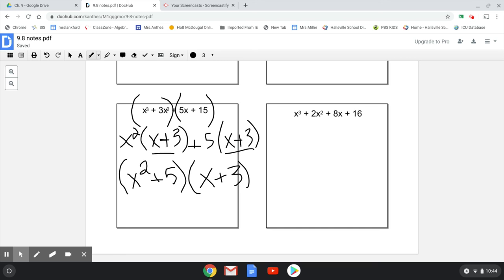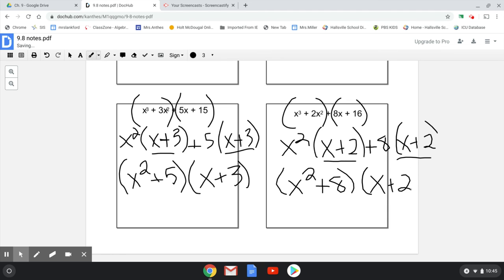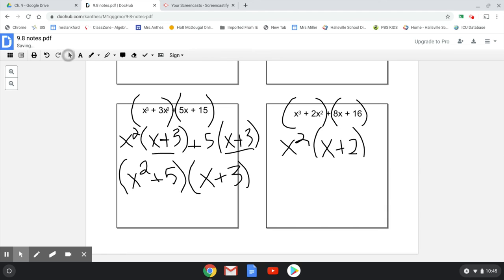Okay, so the next one would be the same process. Factor by grouping. For the first group, I can take out an x squared and I have left x plus 2. For the second group, I can take out a positive 8 and I have left x plus 2. So then I'm going to have x squared plus 8 as one parentheses and x plus 2 as my other.